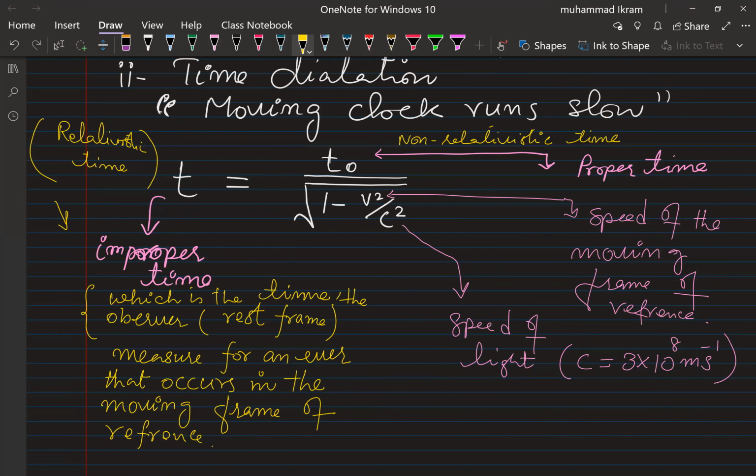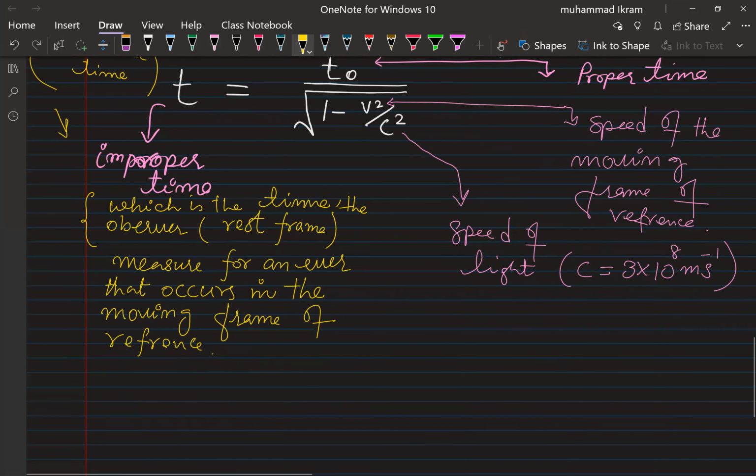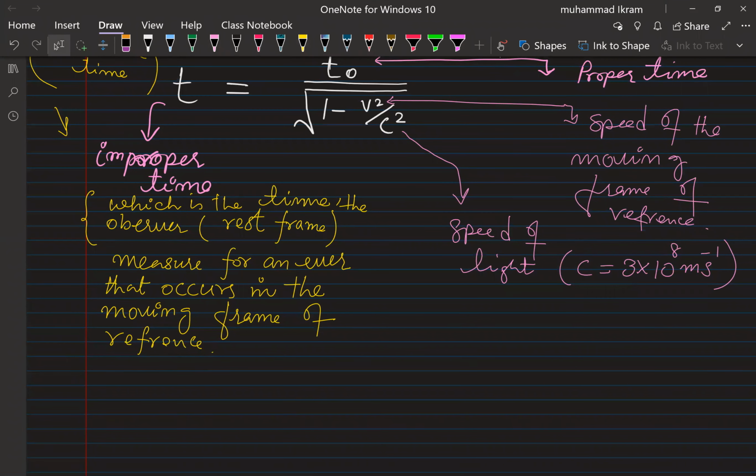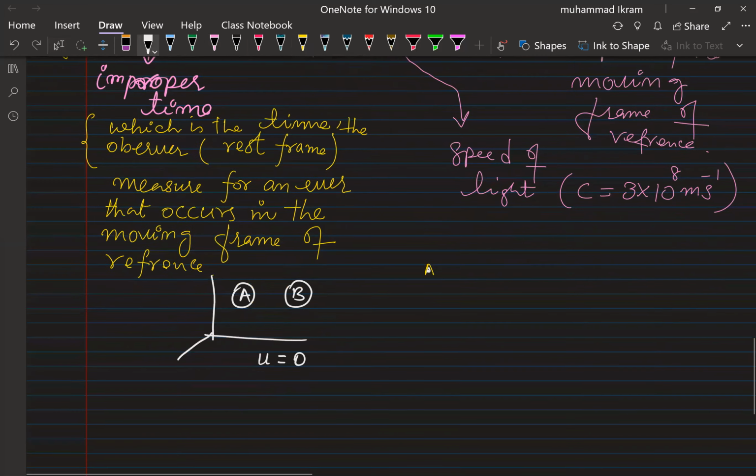Now let us see why this all happens. It is because the speed of light is the same, it is constant, and not affected by any event. For example, let us suppose you have two clocks, clock A and clock B, and both clocks are synchronized in a rest frame of reference, which is non-moving.